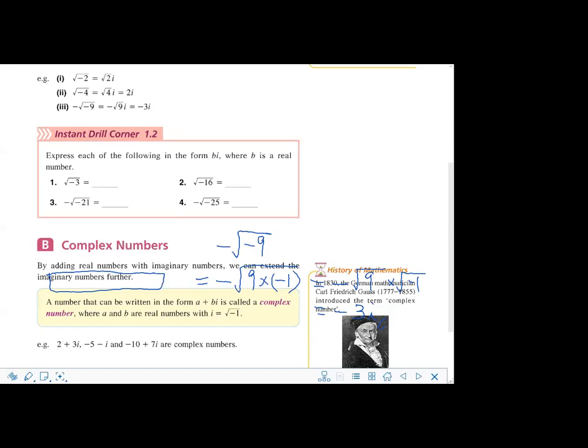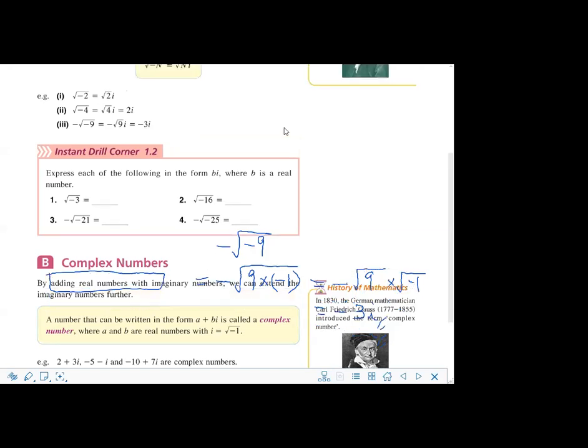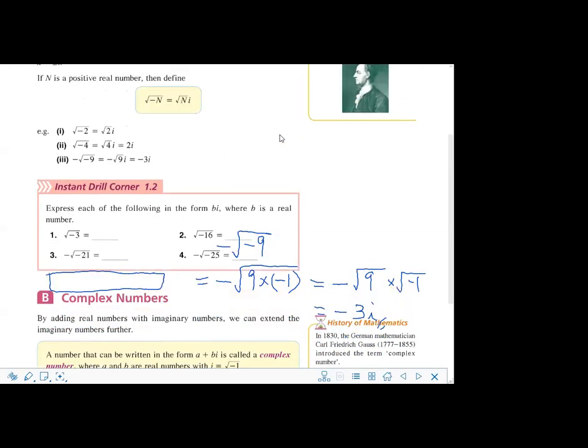It seems some students were late, so let me explain again how to simplify this, okay? So let me talk about this again. Let me clear the board first.